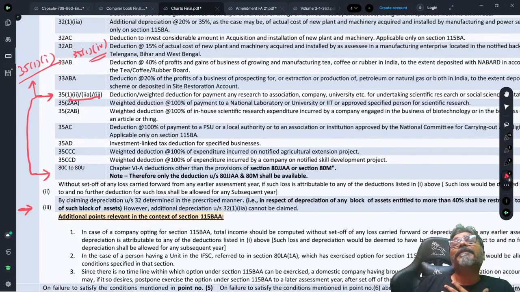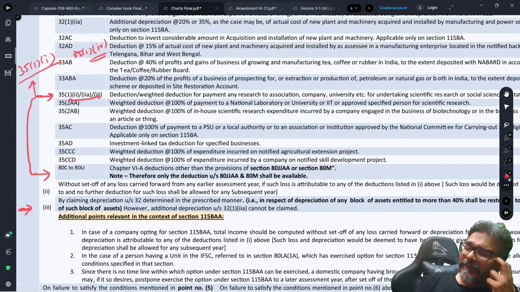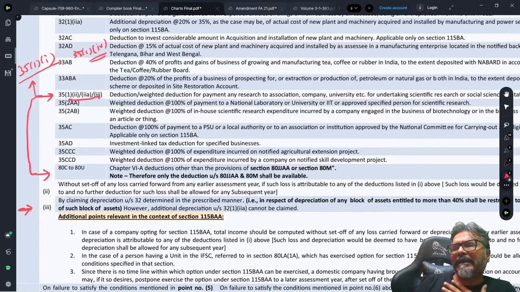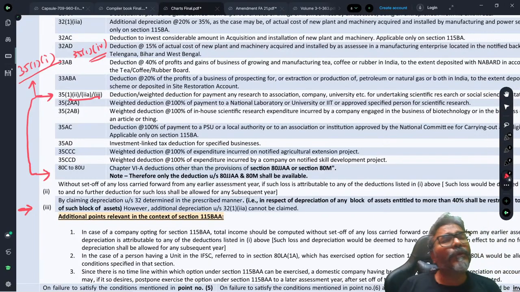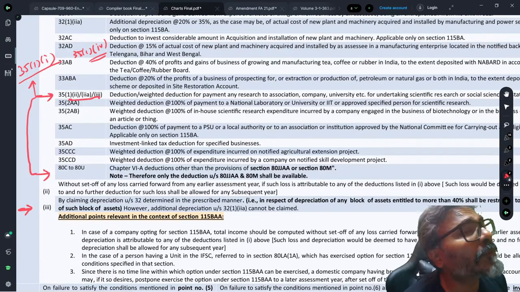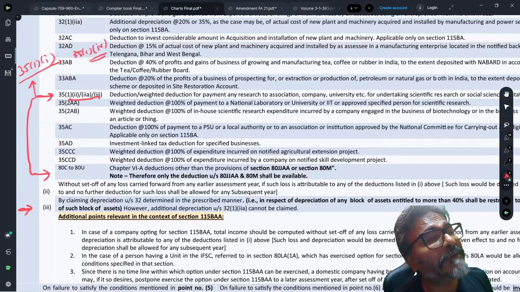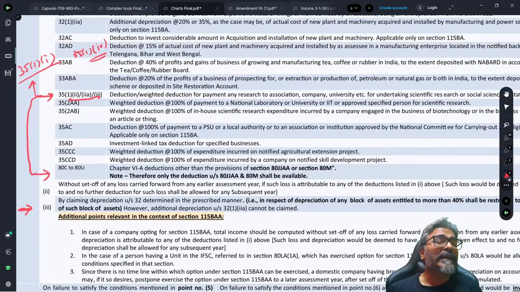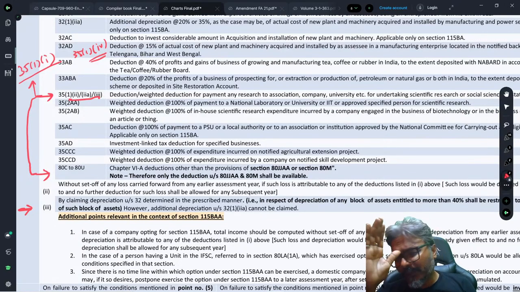Because, say for example, students, I am a company and I have opted for 115BAA, and there is a block of 45% for a motor vehicle. Remember, that motor vehicle which I purchased, in the period of 23rd August 2019 to 31st March 2020, I purchased during this period and put to use during the same period.